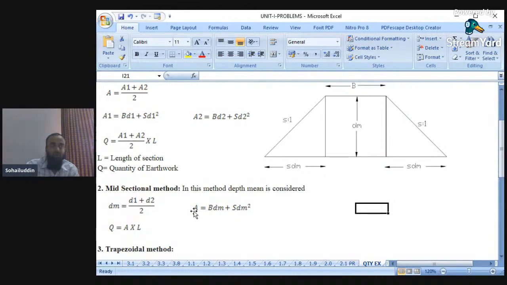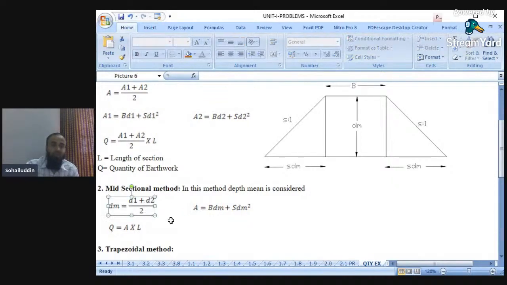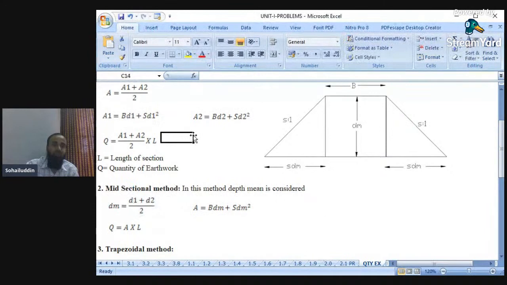So area is nothing but b dm plus s dm square. Again the same way, this area is the area of a rectangle plus the addition of the two triangles, that is s dm square, instead of s d1 d2, because in the last case we had area 1 and area 2, therefore there were d1 and d2. Here there are no separate areas, we are only taking a multiplication. Here the concept is for depth, there the concept is for area.